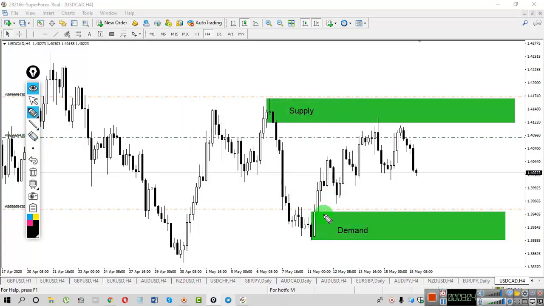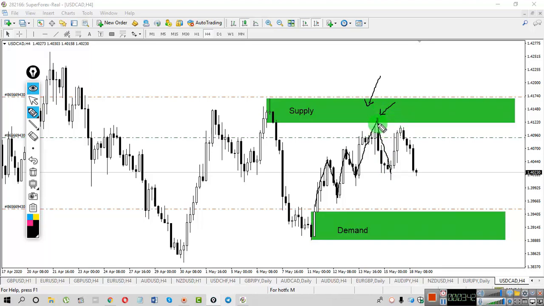When market created this demand zone, I was waiting for the market to hit this supply zone. I was waiting for this trade, market goes up, pull back, up, pull back, up. So unfortunately I missed that trade. Look at this, how beautifully market touched this supply area and dropped down.